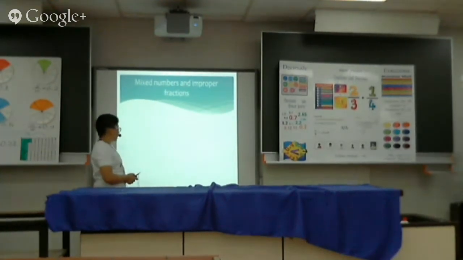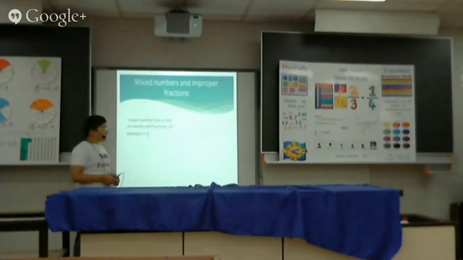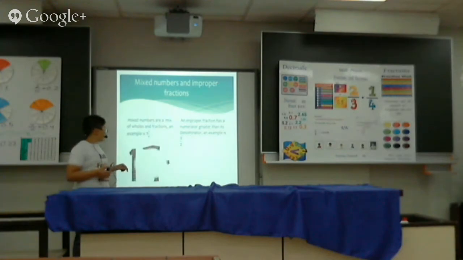Mixed numbers and improper fractions. Mixed numbers are a mix of wholes and fractions. An example is 1 and 3/4. An improper fraction has a numerator greater than its denominator. An example is 3/2.